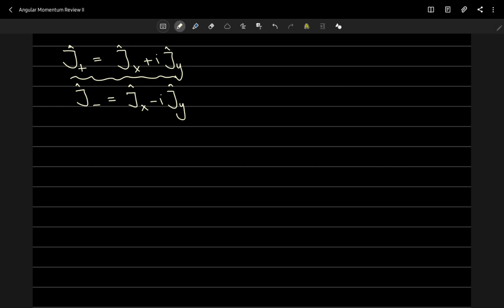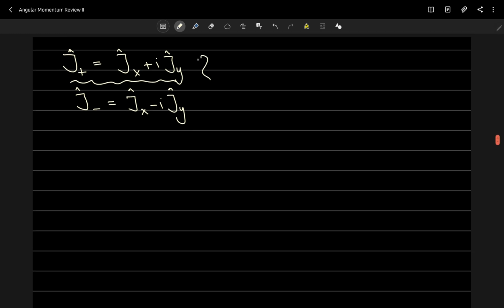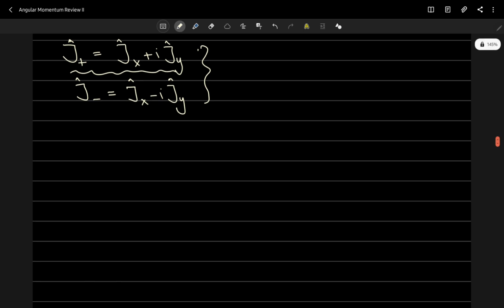The immediate properties of these operators are that if you take the commutator of Jz with J plus or minus, the value you get is plus or minus h bar times the operator J plus or minus.